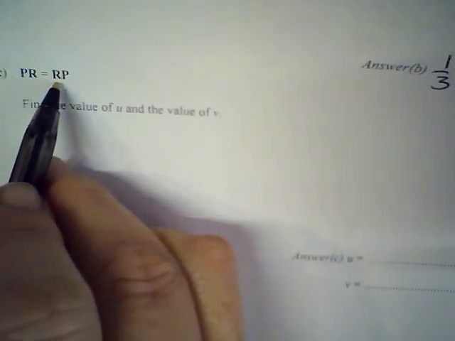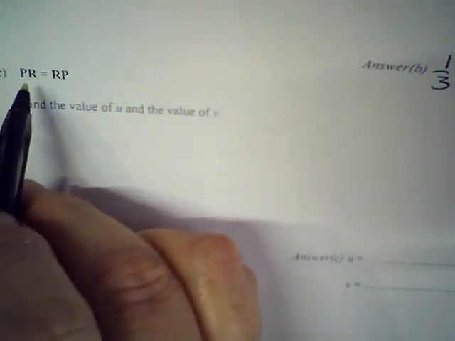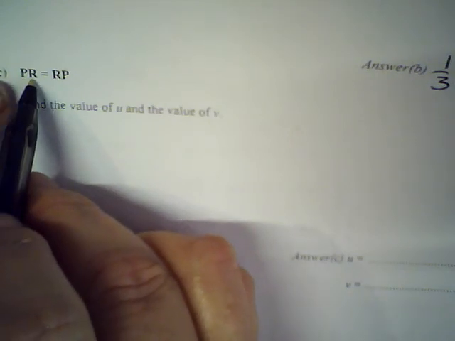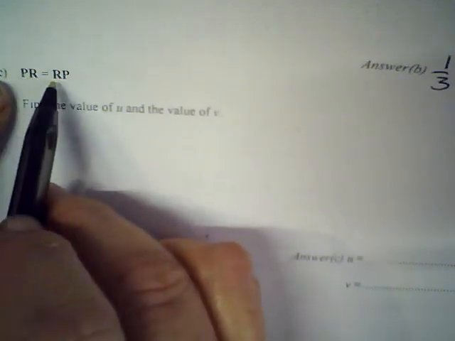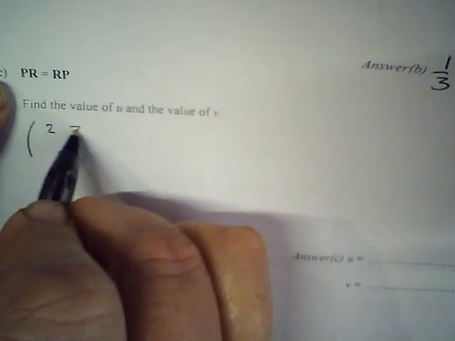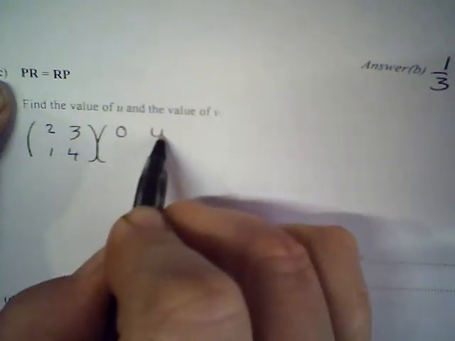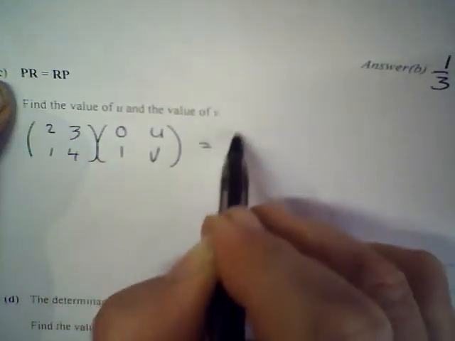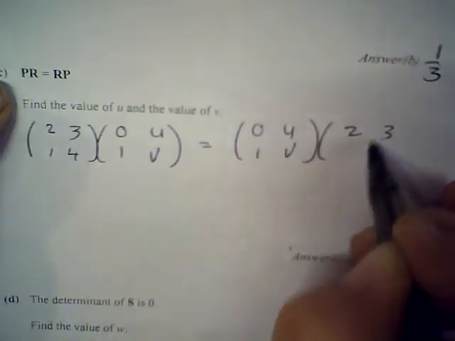So PR equals RP. This is interesting because it doesn't always work with matrices, but in this case, it does. In most cases with matrices, if you multiply the first one with the second matrix and reverse it, the two results are not equal to one another. But this is an interesting case. And we have 0, U, 1, and V, multiplied with 2, 3, 1, 4.